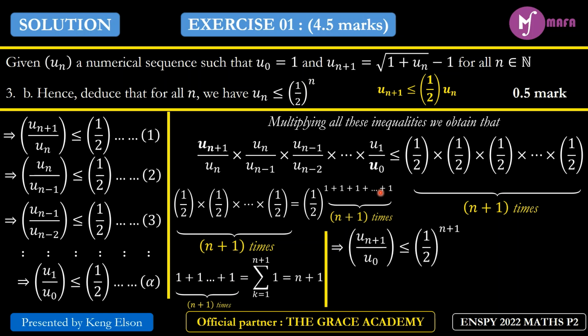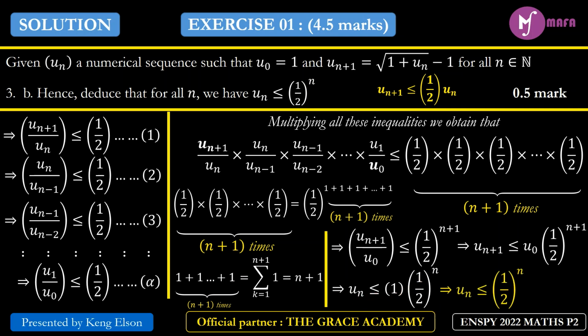So it therefore means that the left hand side, which is u_{n+1} divided by u_0, will be less than or equal to half raised to the power n plus 1. We can multiply all through by u_0, and our u_0 is 1. Then we can decrease the terms by 1. So u_{n+1} is less than or equal to half raised to the power n plus 1, because u_0 is 1. It means that u_n will be less than or equal to half raised to the power n, which is what we were required to prove. So we have proven what we are required to prove.